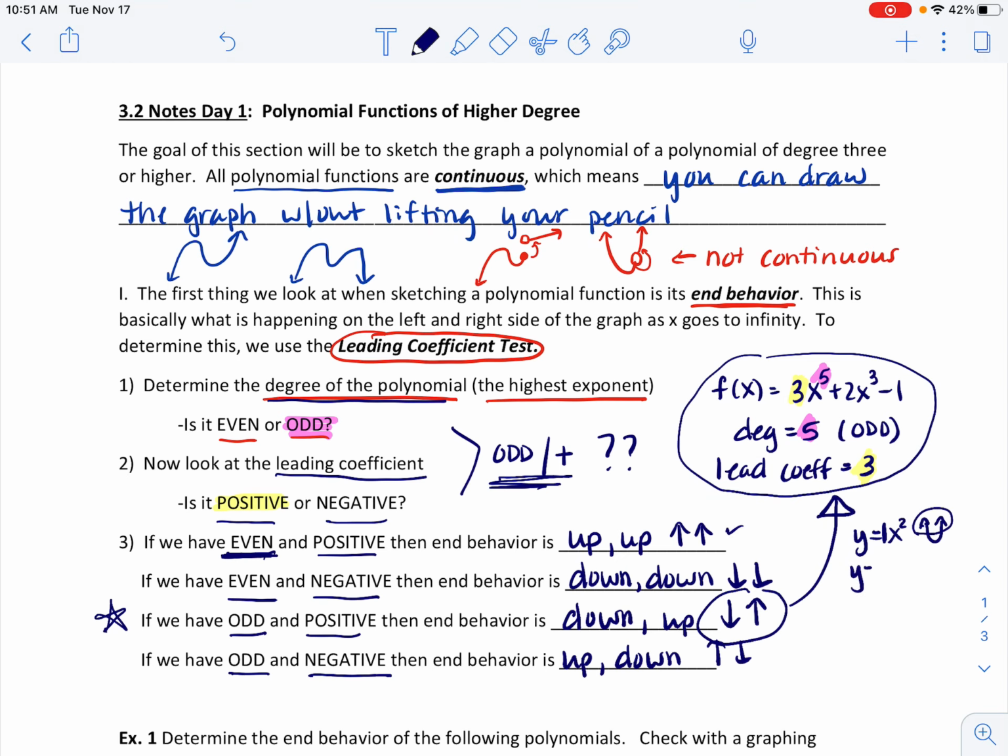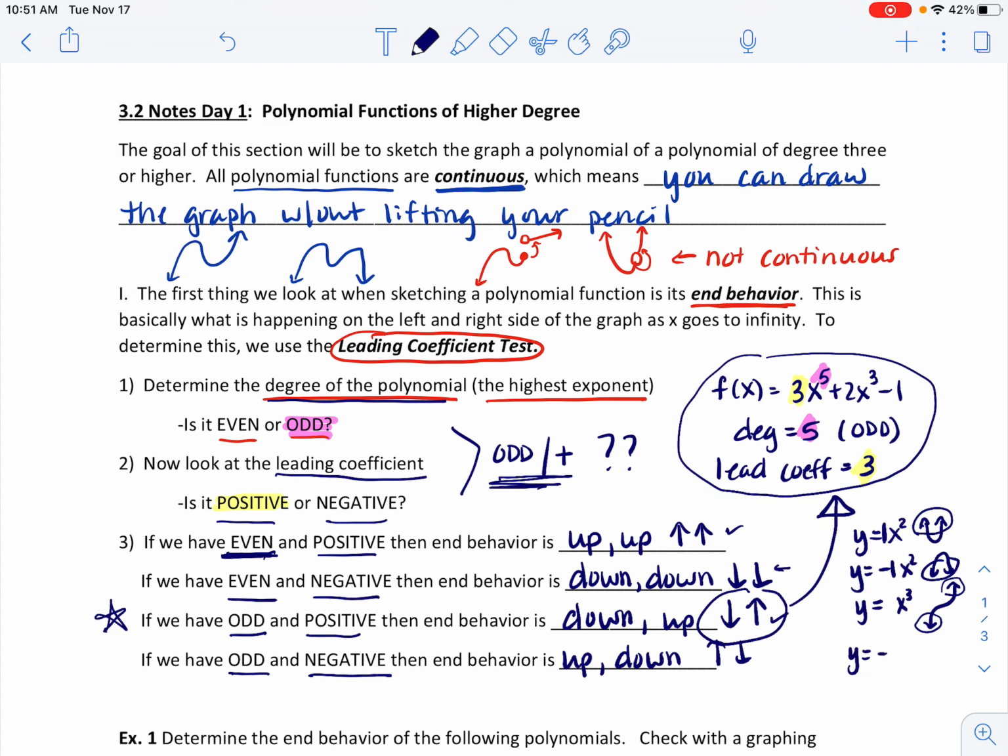But I also know that if the number in front of it is negative, it's going to be sad. It's going to be down, down. So notice we got down, down. And the easiest example of an odd polynomial, I always like to think of y equals x cubed. You guys remember y equals x cubed looks like this. We went over that, right? And look, if the number in front is positive, the end behavior is going down on the left, up on the right. So it's down, up, okay?